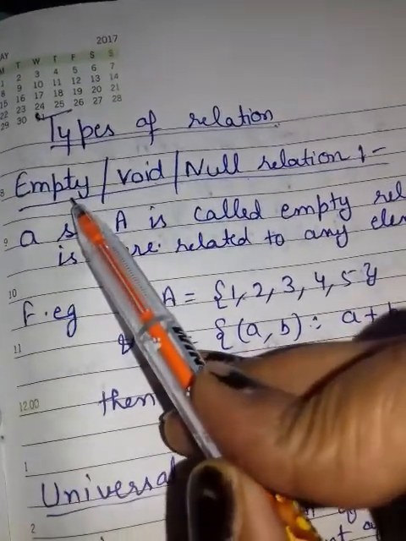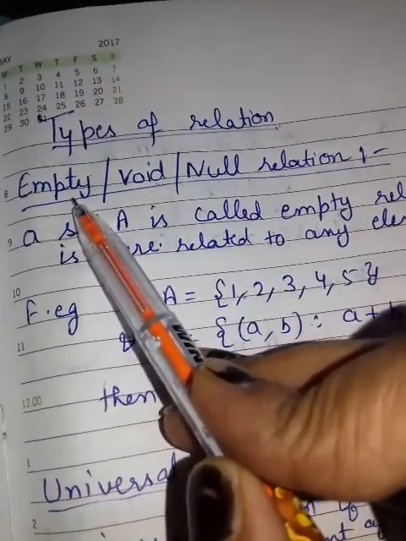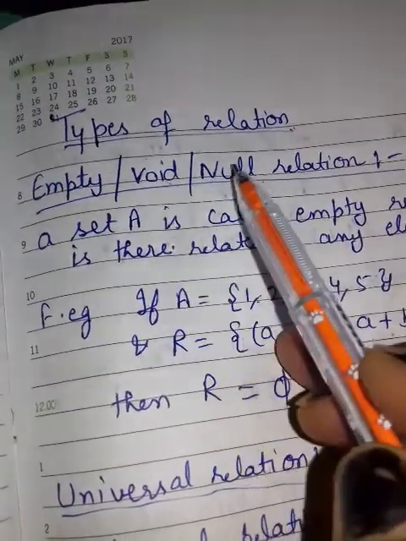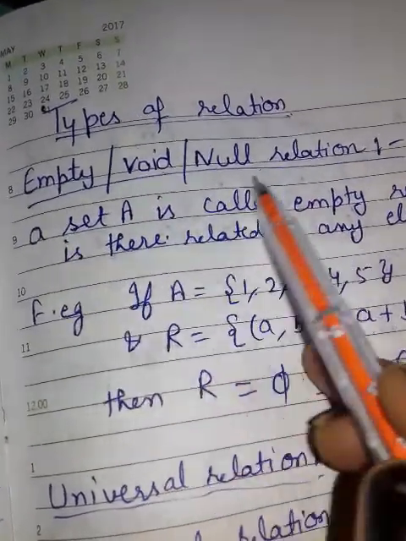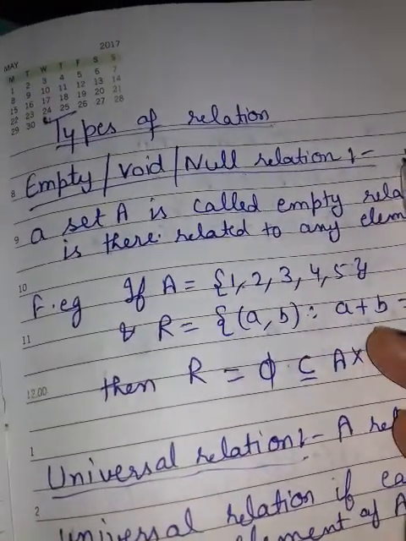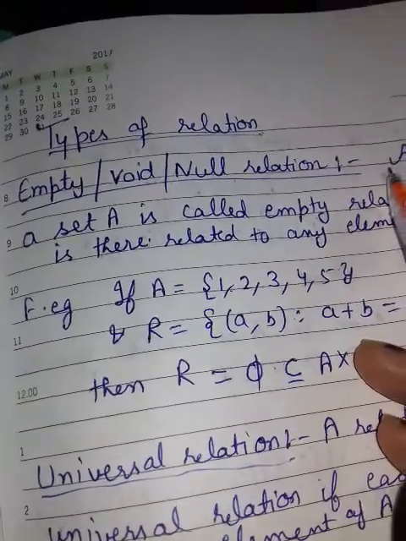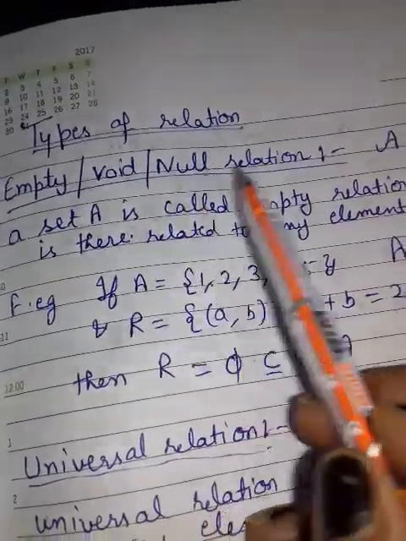First is empty. Empty means khali. Khali means void. Void means null. These are the names of the empty relation. It means if no element is there, you will say that this is an empty relation.